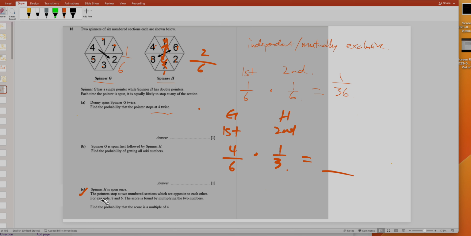Okay? So next, the pointers stop at 2 numbered sections which are opposite to each other. So for example 8 and 6, the score is found by multiplying the 2 numbers. So in this case I think the score is 48, right? So they ask for the probability that the score is a multiple of 4. So multiple of 4, so you just need to multiply this together first. 1, 7 is 7, so not a multiple of 4. 2, 4, yes. 6, 8, yes. Then 4, 2 is also, so 4, 2 and 2, 4 also yes. So 8, 6 and 6, 8 also yes.